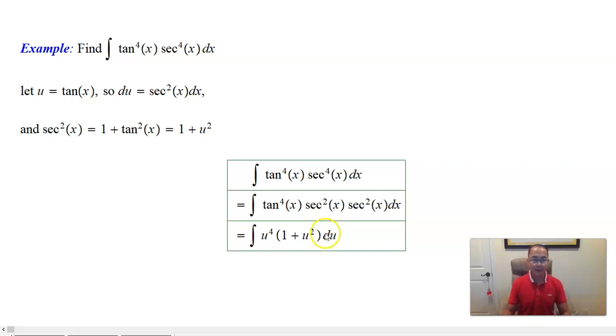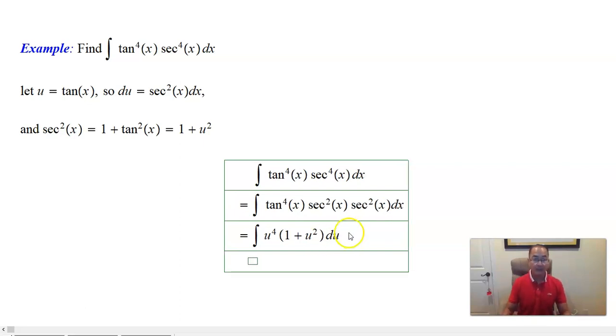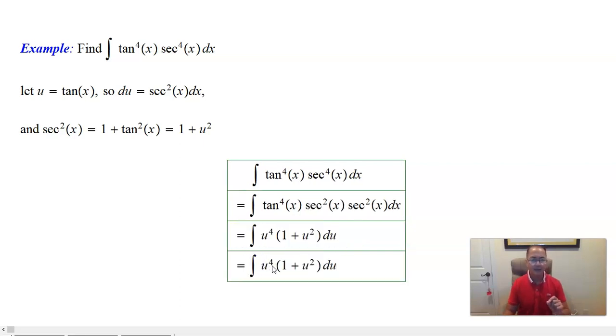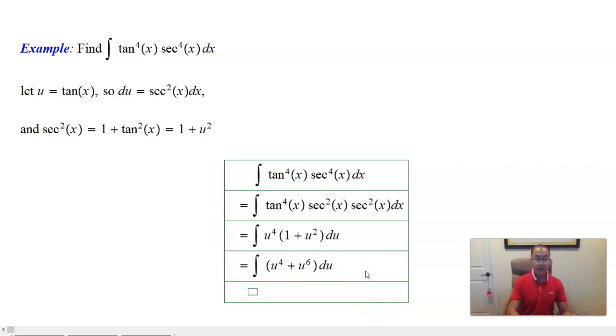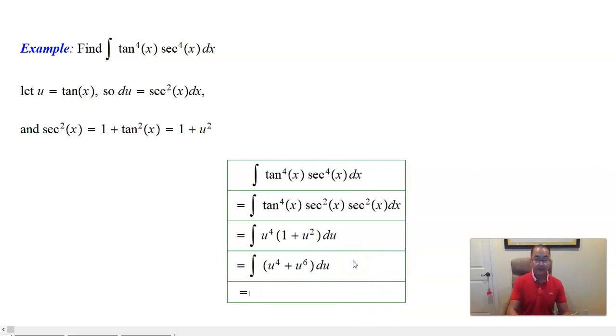There you go. That works because we have the power rule. But first we distribute. Something similar happened for the sine example. You remember? You don't remember? Back up. So u to the fourth, 4 plus 2, u to the sixth. So we get fractions, u to the 5 over 5, and u to the 7 over 7.